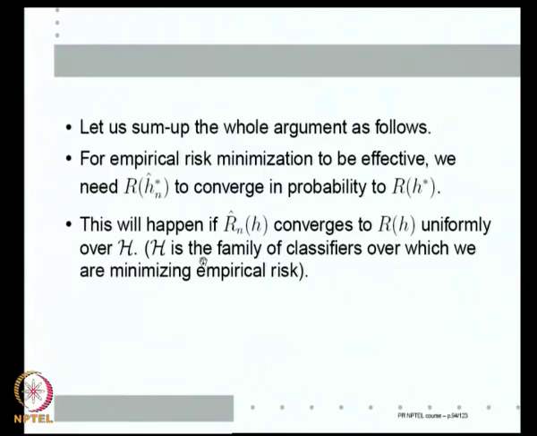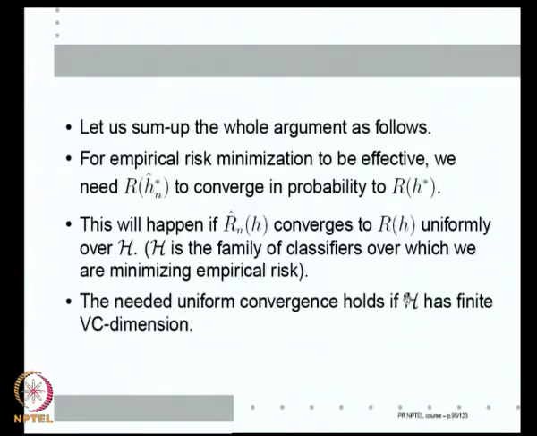We have seen that this will happen if the R hat n h, which is the sample mean estimator of the true risk based on n IID samples, converges to the true risk, that is the expected value of loss, uniformly over h. We know anyway that the mean of the expectation of the loss function can be obtained in the limit as the sample mean using the law of large numbers, but the question we are asking is whether this convergence is uniform over h, where h is the family of classifiers over which we are minimizing empirical risk.